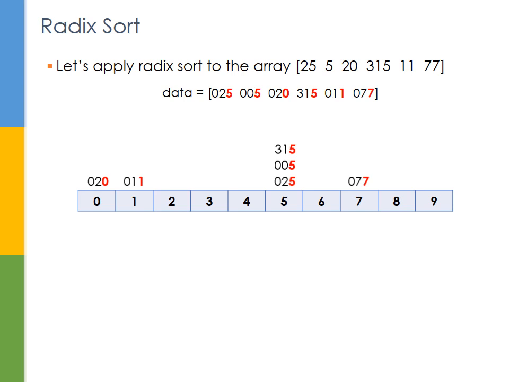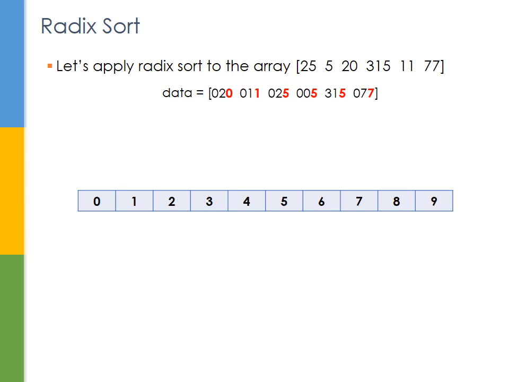0, we dequeue 20 and place it into the first position in the data array. Then we move on to the pile for the digit 1, so we dequeue 11 and place that into the second position in the data array. Then we dequeue 25, that goes into the third position, 5 goes into the next position, and 315 goes into the second last position. We now move on to the pile for the digit 7, and we dequeue the only value in that pile, 77, and place that into the last position within the array.